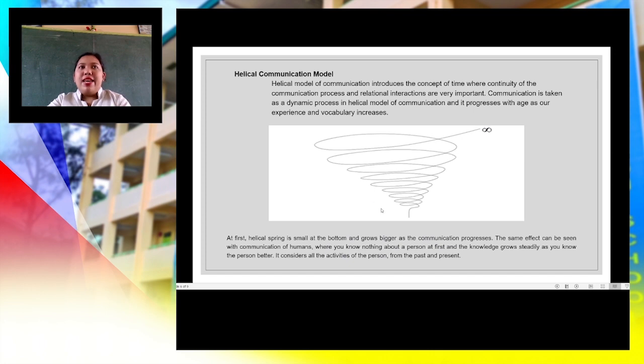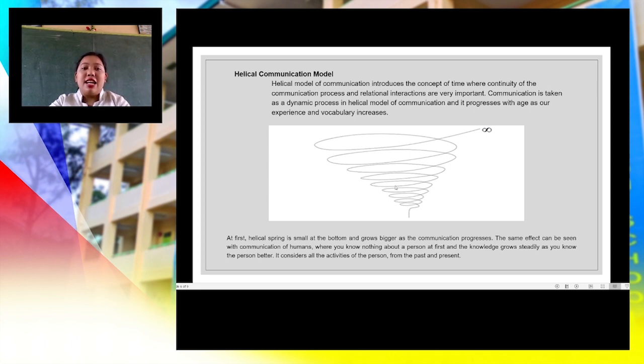Next, we also have the helical model of communication. The helical model of communication introduces the concept of time, in which there is continuity of the communication process and relational interactions are very important. The infinity sign here states the continuity of communication, meaning communication does not stop, but rather it progresses.